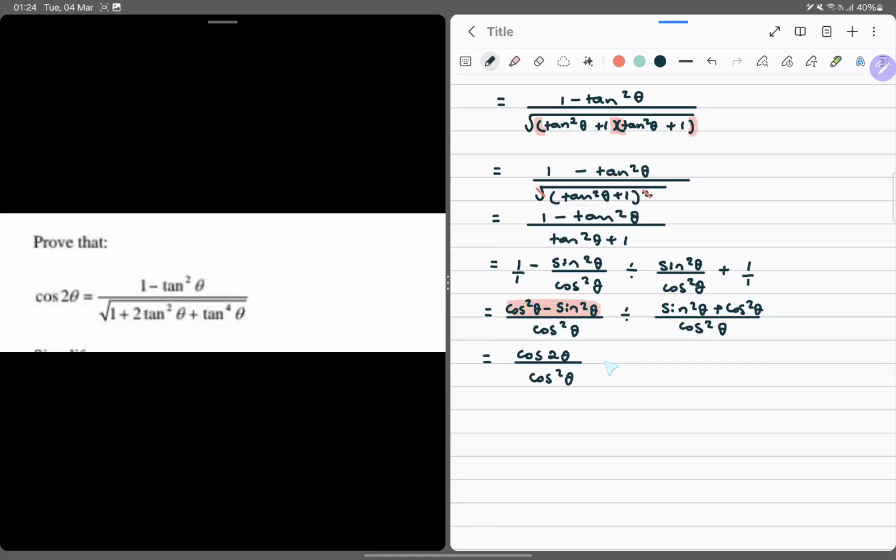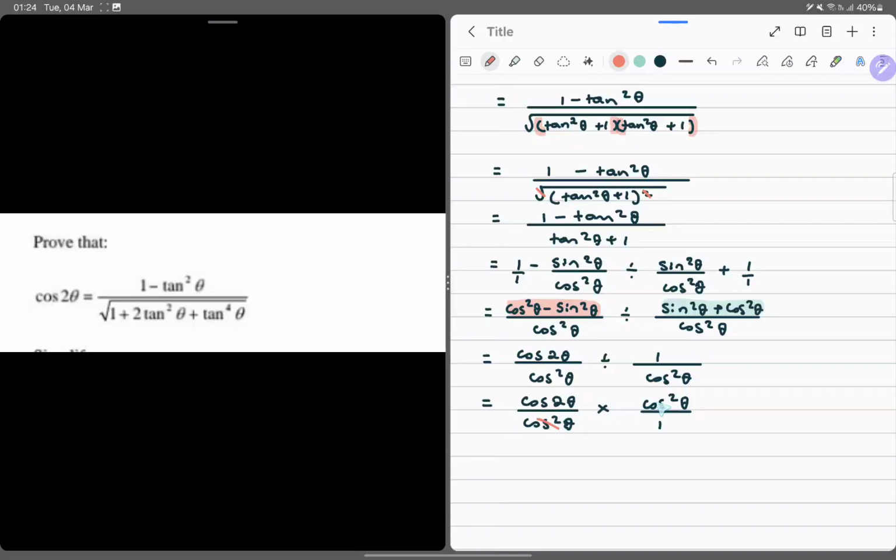At this point here, just want to simplify. Again, we see another identity. This is the square identity. So this is as good as 1 divided by cos squared theta. Now cos 2 theta over cos squared theta, we then flip this one, it becomes cos squared theta over 1.